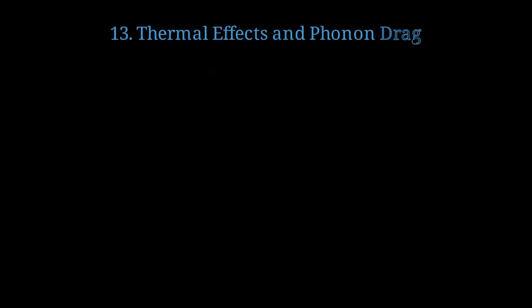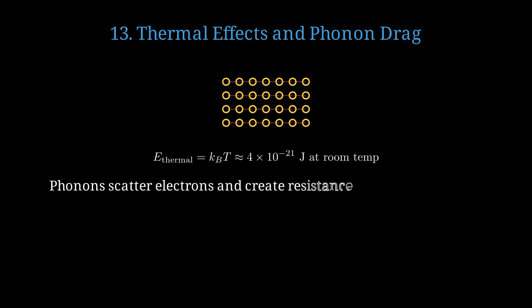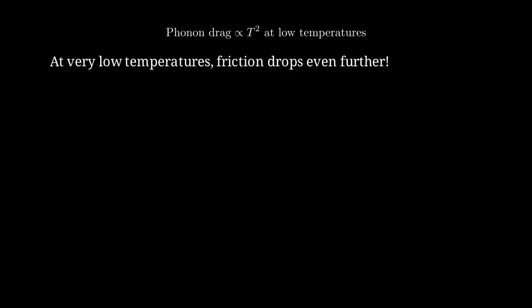Temperature introduces another important effect at nanoscale: phonon drag. Atoms in a solid vibrate thermally, creating waves of atomic motion called phonons. Thermal energy at room temperature is k_BT, approximately 4 × 10^-21 joules per atom. These phonons scatter electrons and create resistance to motion, contributing to friction. Phonon drag increases with temperature squared at low temperatures. This means, at very low temperatures near absolute zero, friction drops even further than at room temperature.